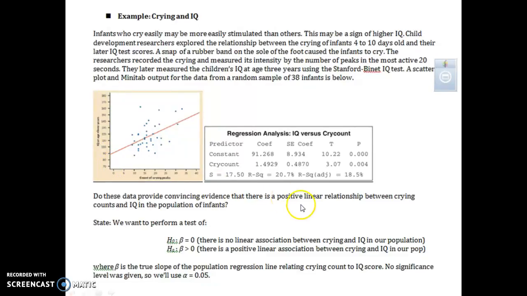So the question here is, do these data provide convincing evidence that there is a positive linear relationship between crying counts and IQ in the population of infants? Or is this something that just happened by chance, what we're observing here? So our null hypothesis is going to be that the slope is 0. And it's really helpful in this unit to write out your hypothesis in words as well. And that just means there is no linear association between crying and IQ in our population. The alternative here, because they are suspicious that there is a positive relationship, we'll be doing a right-tailed test. And the alternative is that there is a positive linear association between the 2 variables. And we're going to use an alpha of 0.05.